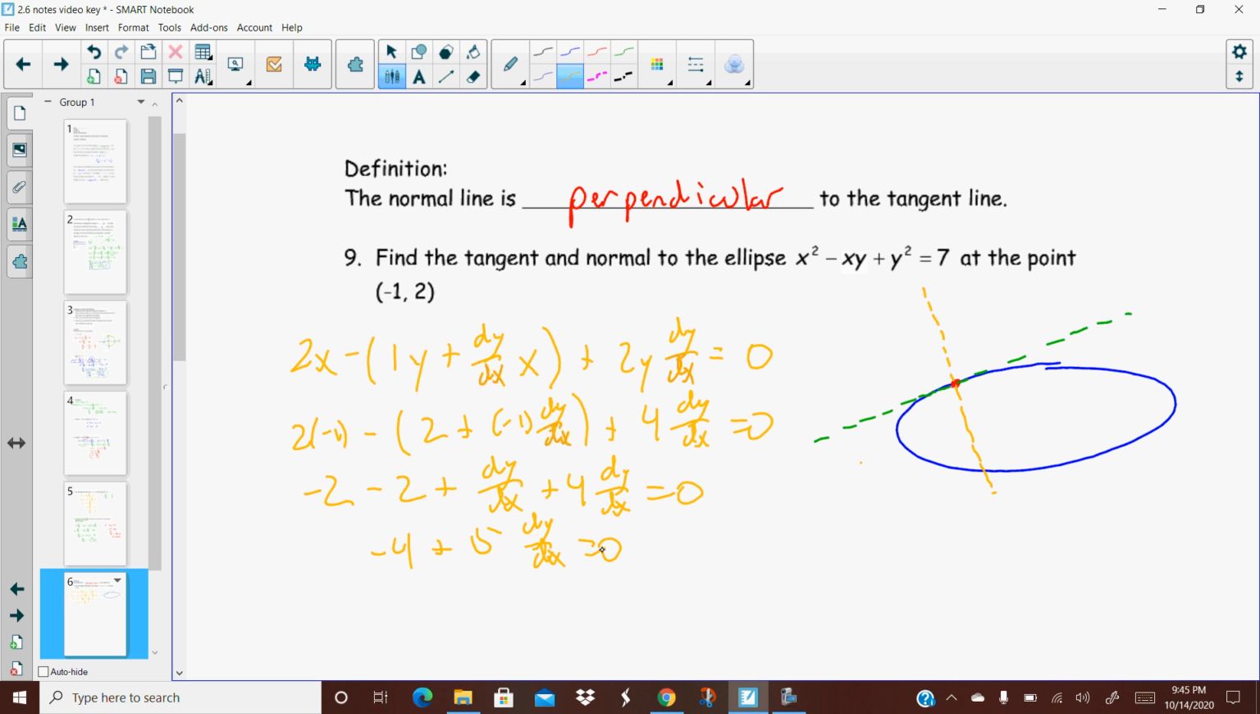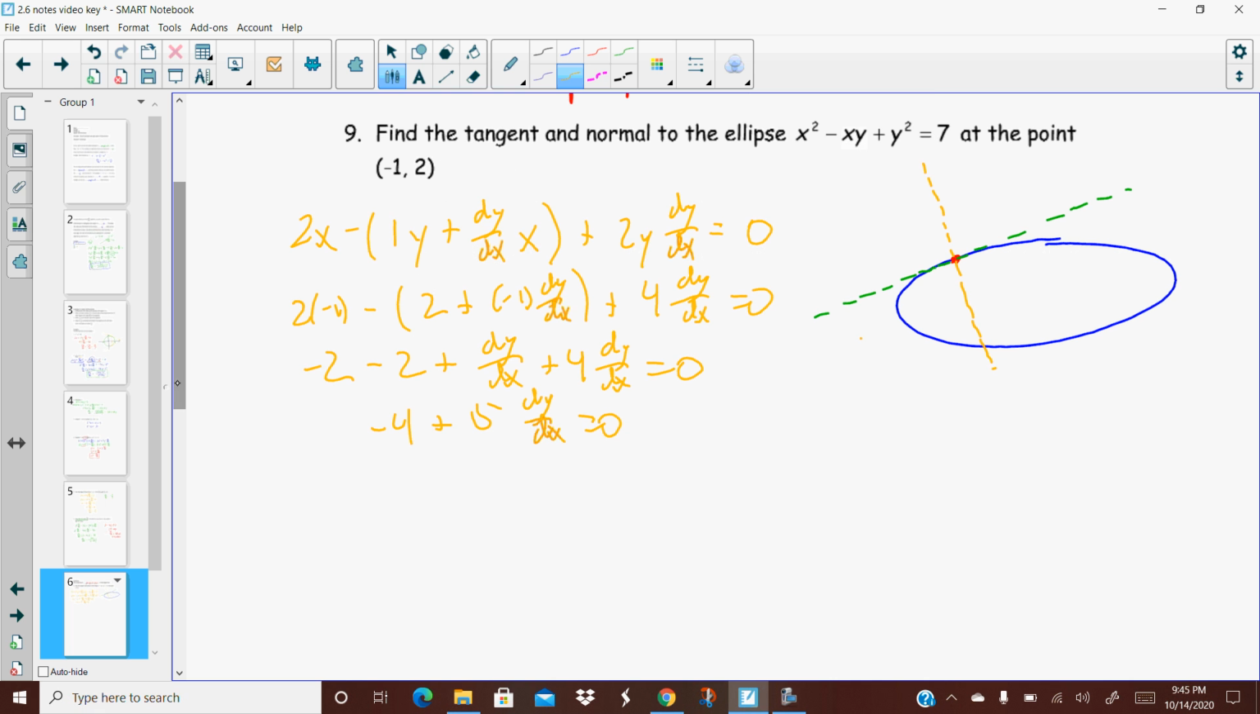And then to solve this for dy over dx, I'm going to add 4 to both sides. And then divide both sides by 5. So we get that our slope is 4/5. So the question is, what am I going to do with that? I know I can write the equation of a tangent line given that slope, but how's that going to help me with the normal?